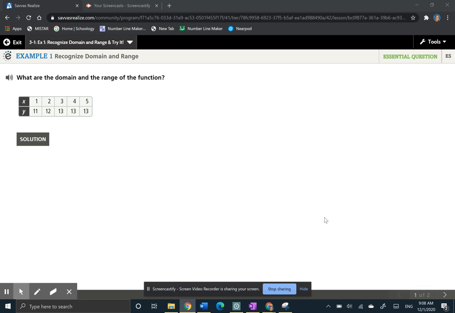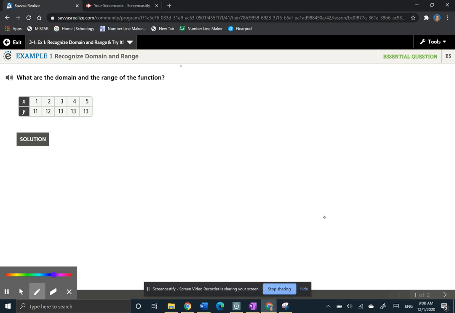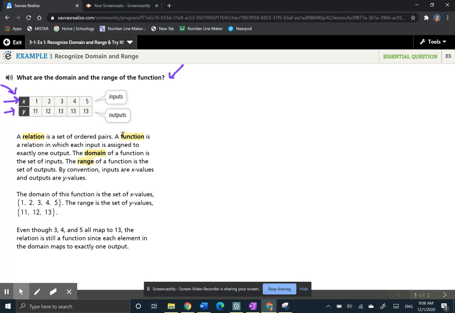This is the page on your Envision platform. Right here, it says, what are the domain and range of the function? It gives us a table right here. This is a table, and it has some X values and some Y values. If you click on solution for this one, it will give you the explanation.